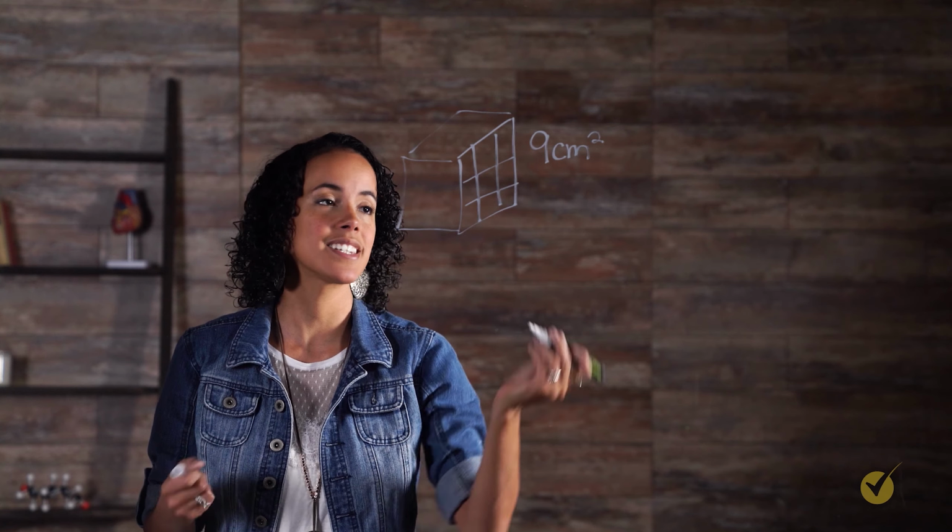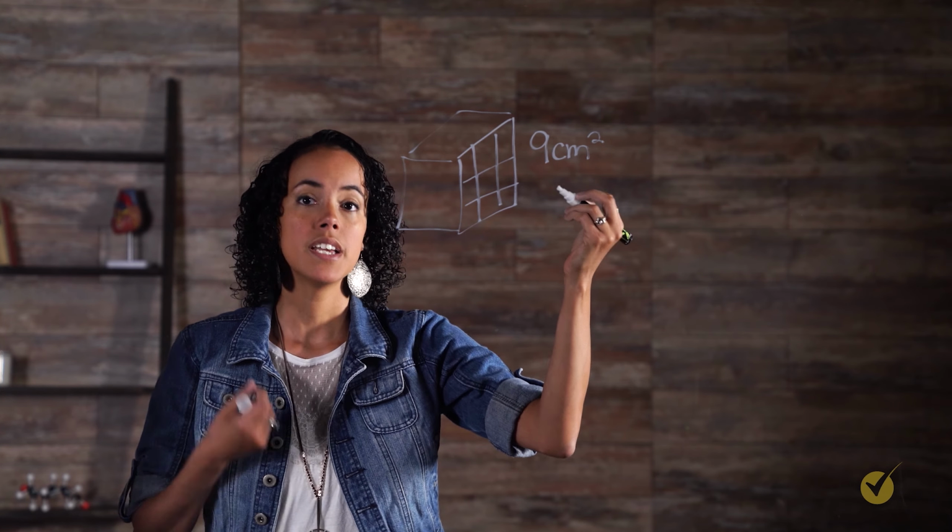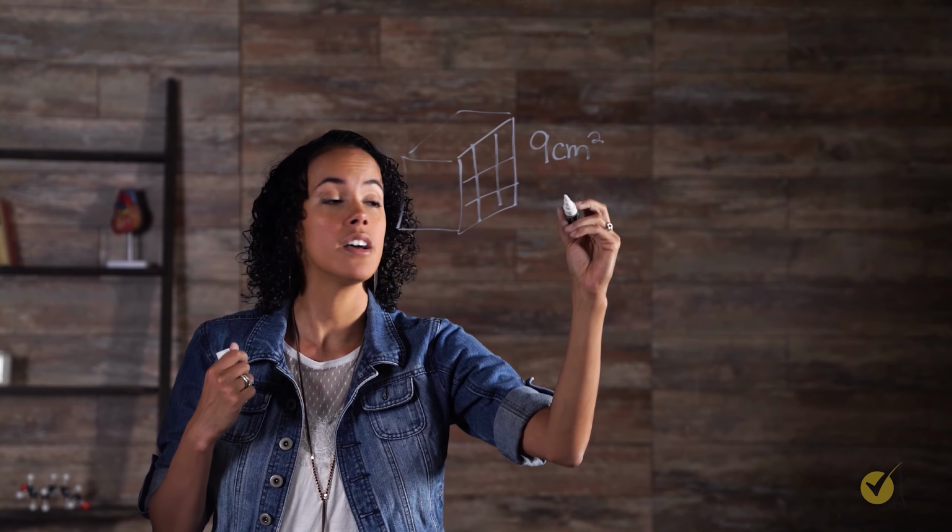But to find the surface area of the cube, we need the area of all the sides, not just one. Fortunately, since a cube is the same length, width, and height, that means that all the sides have the same area, and there are 6 sides. So we can multiply 6 sides by the area of one side, in this case, 9 centimeters squared, to find a total surface area of.